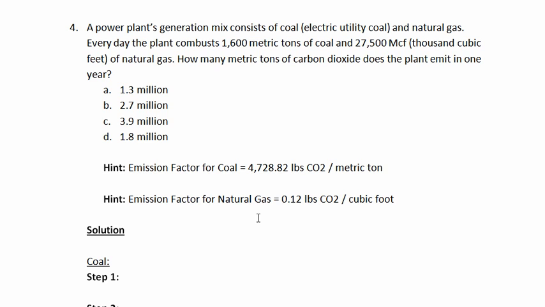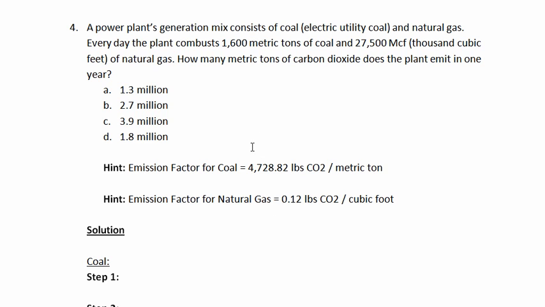That was sourced from the EPA, and you'll notice if you look at the resources available on the course website that the EPA has 4 or 5 different emission factors for coal depending on the type of coal. And the other hint is the emission factor for natural gas, which we've already seen is 0.12 pounds of carbon dioxide per cubic foot.